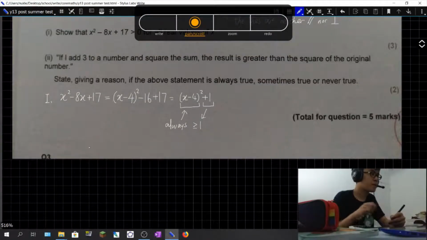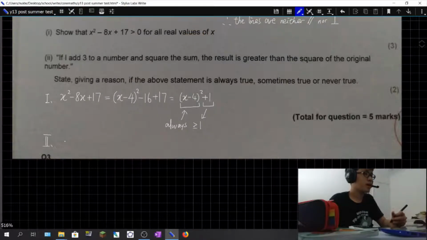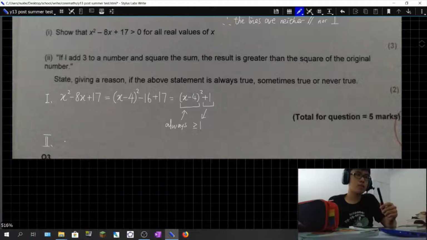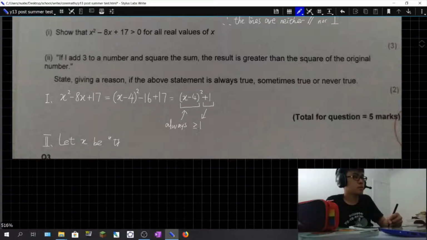Okay, next one. So, part 2, if I add 3 to a number and square the sum, the result is going to be greater than the square of the original number. So that's an expression. We're going to write it mathematically. So we're going to let x be the number that you're talking about. So if you add 3 to it, so x plus 3, and then you square the sum, so you have it in brackets and it's squared, you're saying that the result is going to be greater than the square of the original number, which is x squared. So that's what they're trying to say.